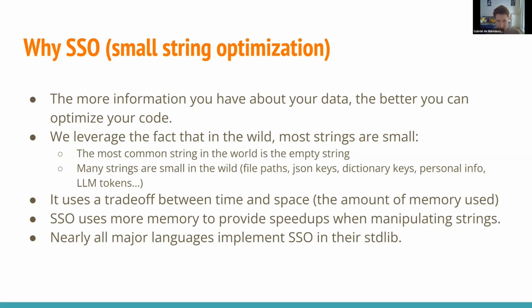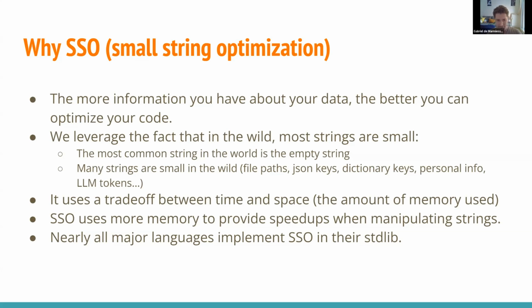And we know that in the wild, a lot of strings are really small. So, for example, the empty string, that's the most common string. But then you have file paths, JSON keys, dictionary keys, personal info, names, addresses, LLM tokens. They're all really small strings, like under 20 characters.